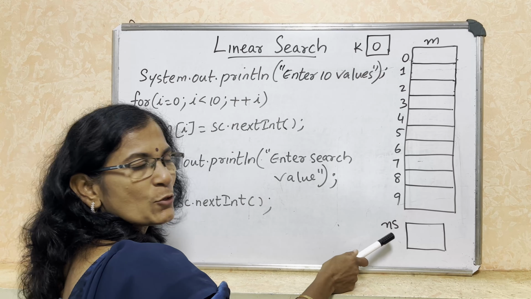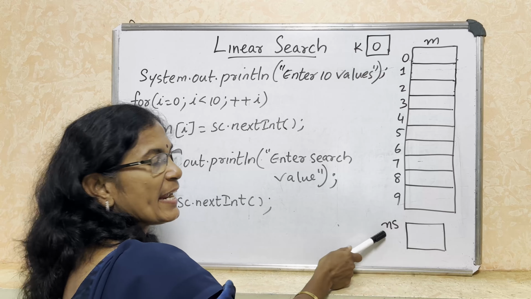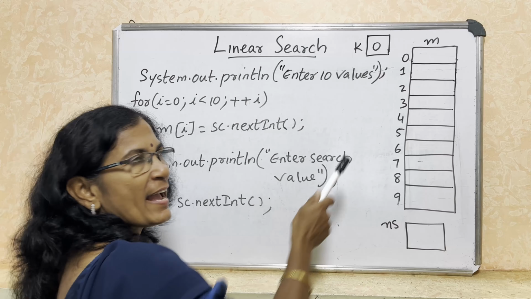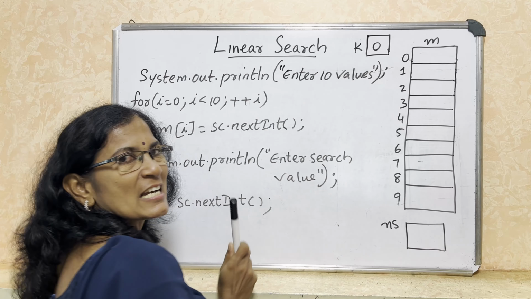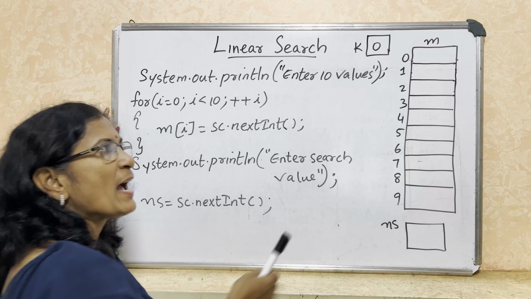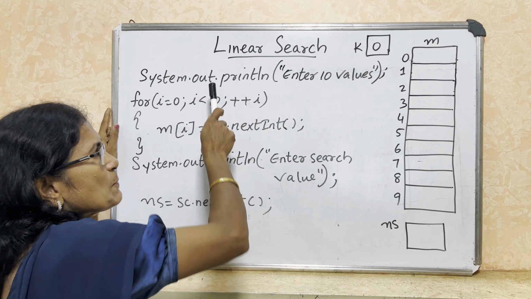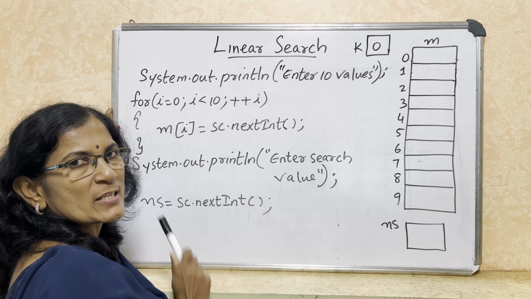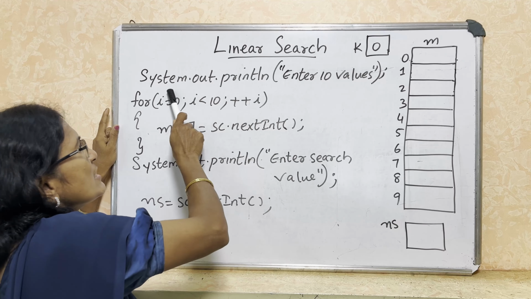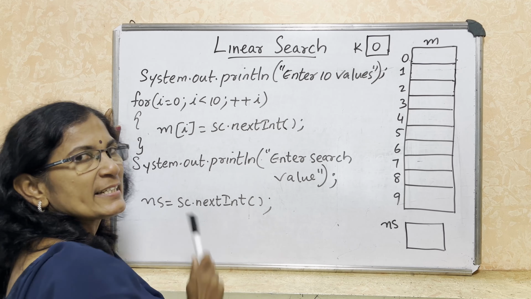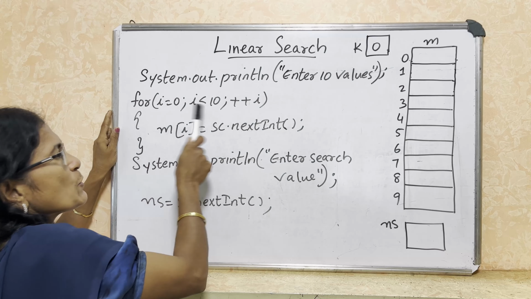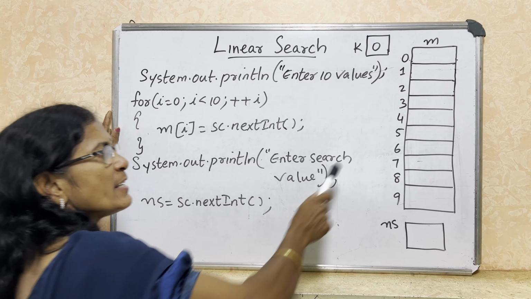Another variable to store the search value, ns, is declared and the flag variable k is declared and initialized as 0. Now let's input the values into this array by using a for loop. First of all, let's display a prompt to the user to enter the data. System.out.println enter 10 values.